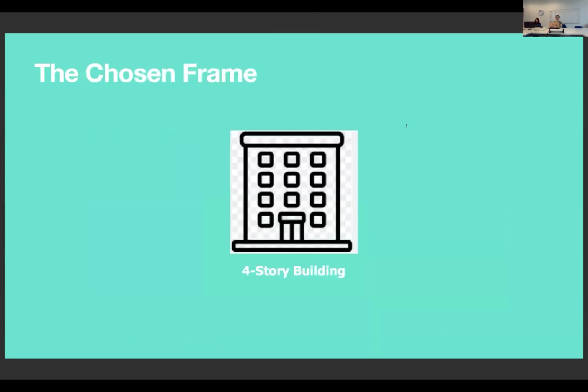And then this is the chosen frame. It's a 4-story building. I chose this building. It's not simple, it's not that complex, but I think it's sufficient to understand and visualize the application of modal analysis. But I could do it on a 2-story building.